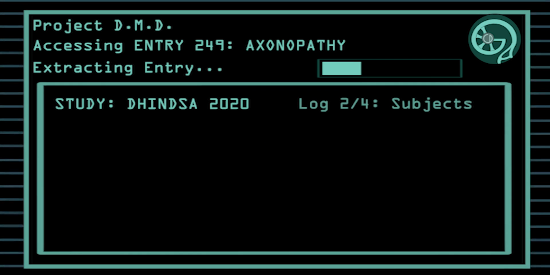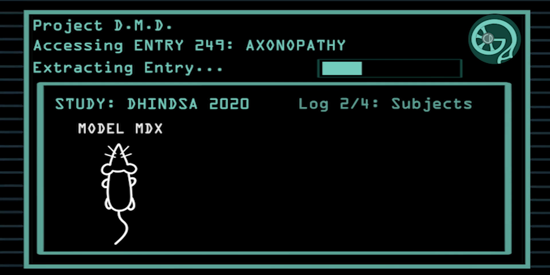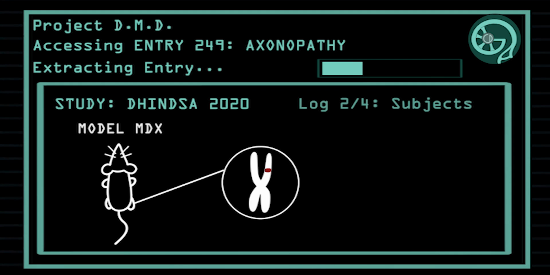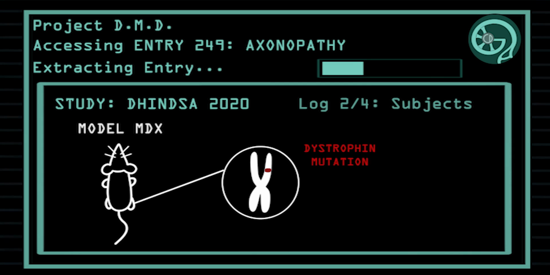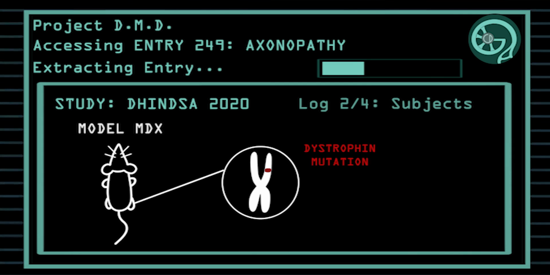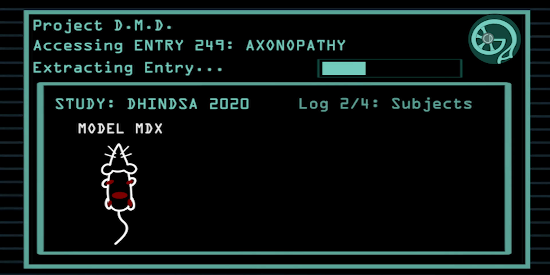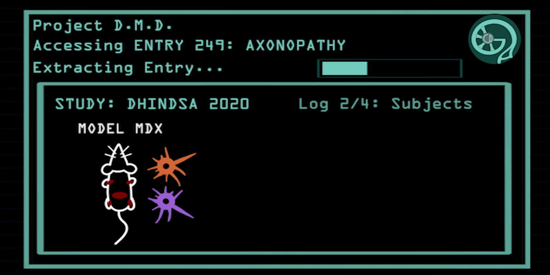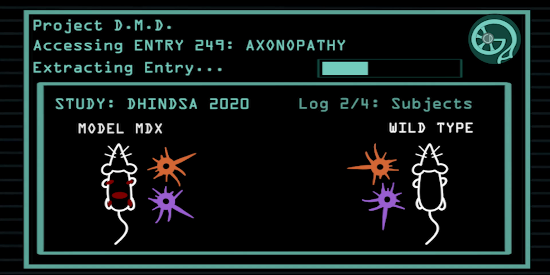The subject of this study was the MDX mouse. This mouse has a specific mutation in exon 23 of the dystrophin gene. This mouse therefore cannot synthesize dystrophin and develops the phenotype for DMD. The target neurons in these mice were analyzed for abnormalities compared to wild-type mice.